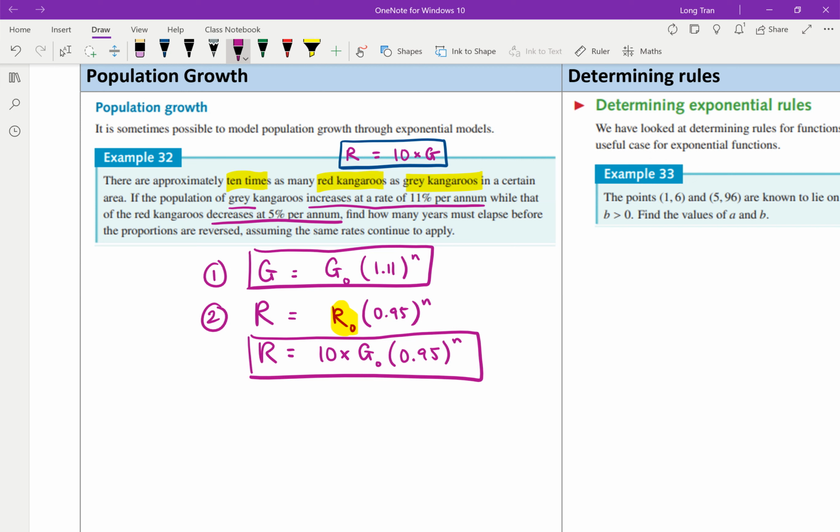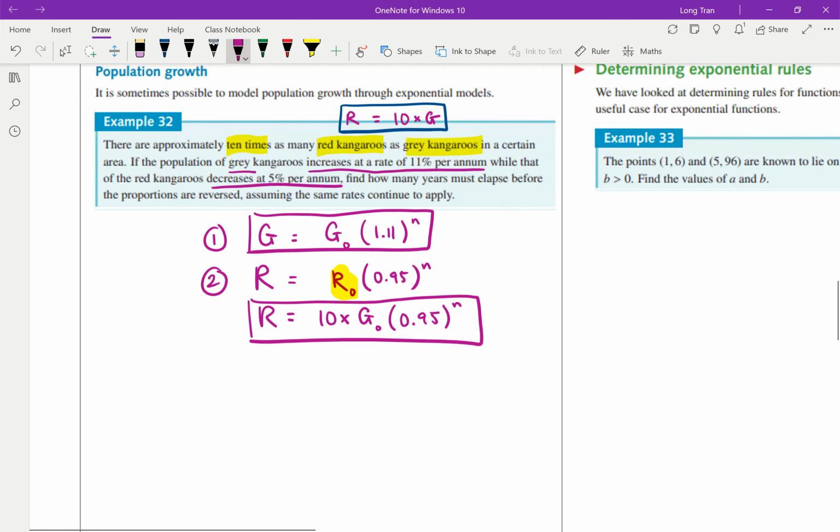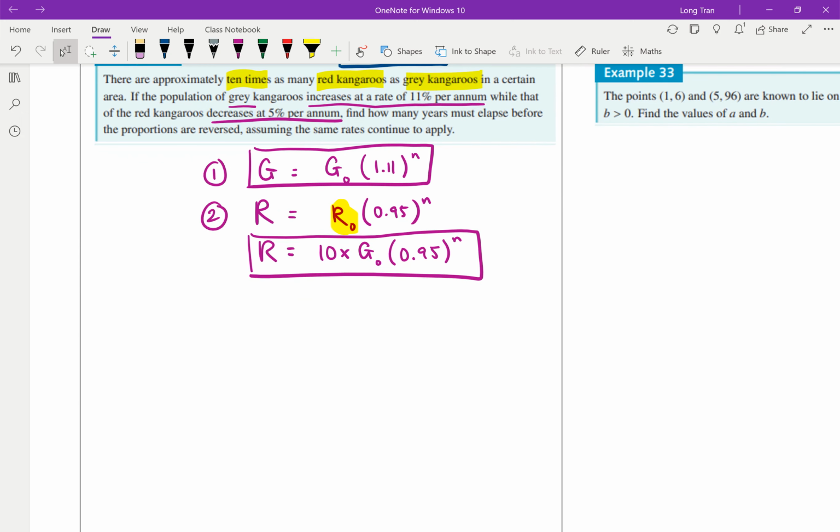Then, what do they say? Find how many years must elapse before the proportions are reversed. So we want the proportions to reverse. Now, the current proportion, I write here, current proportion, is for one red, that's equivalent to 10 times the grays, right?